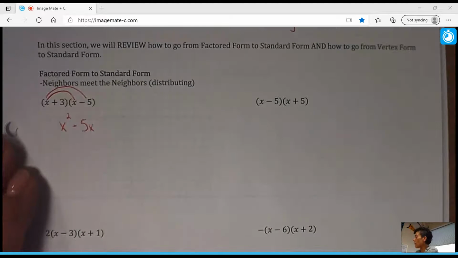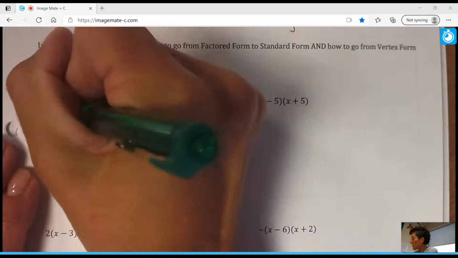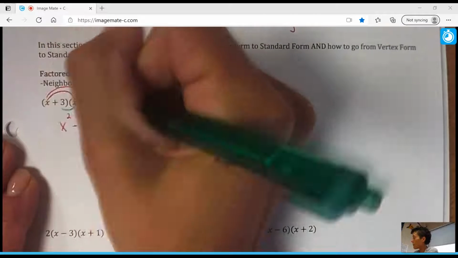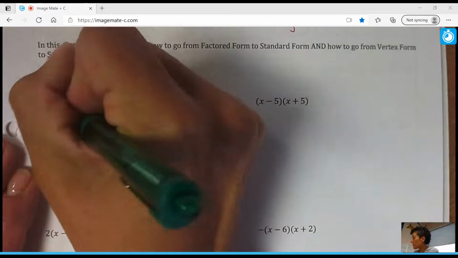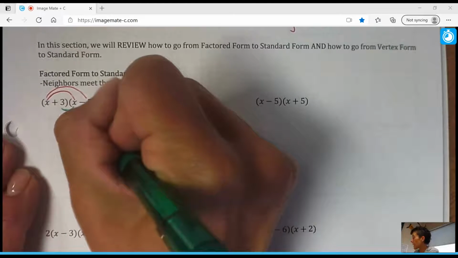And then what we're going to do is distribute the 3 in. So 3 is the other neighbor that goes to meet everybody. And so when I multiply the 3 with the x, I get 3x. And the 3 with the negative 5 gives me negative 15.